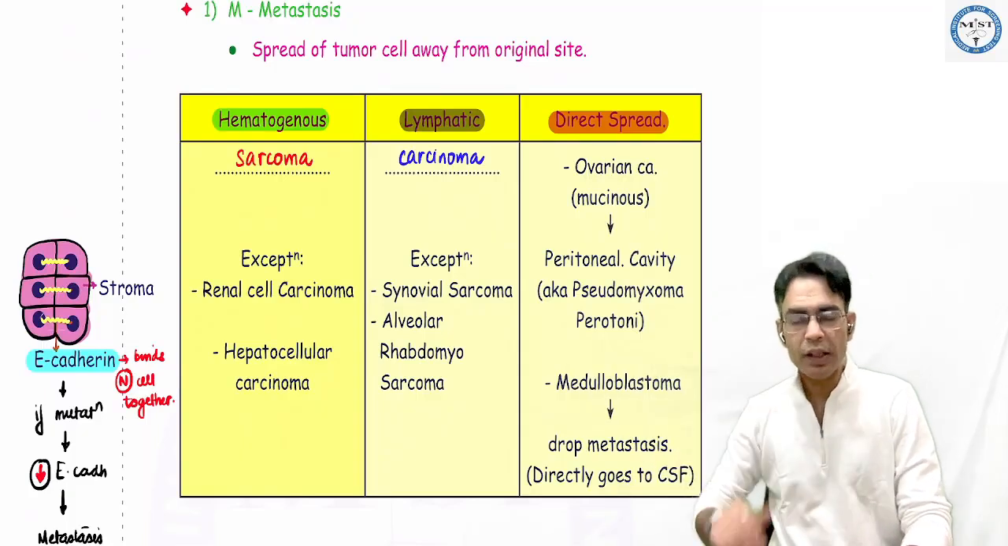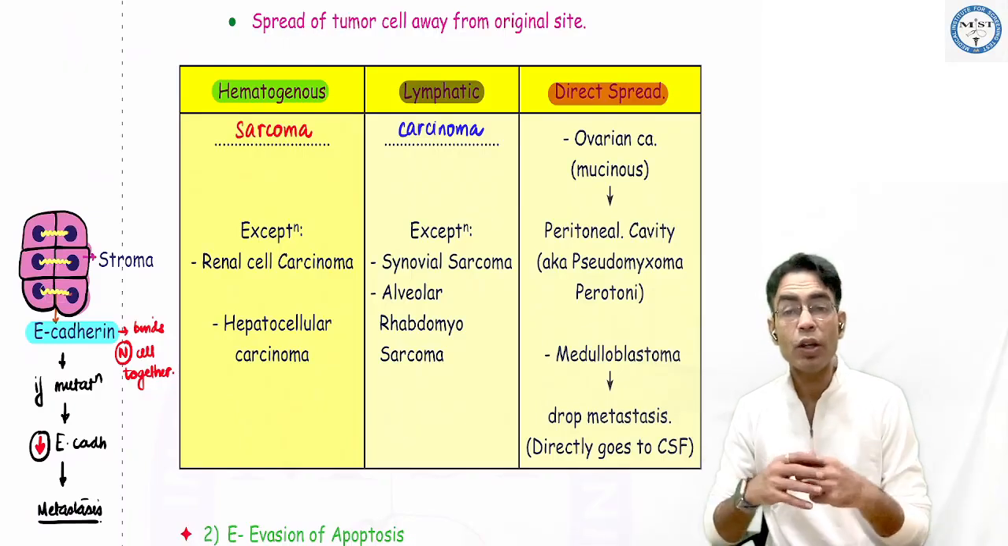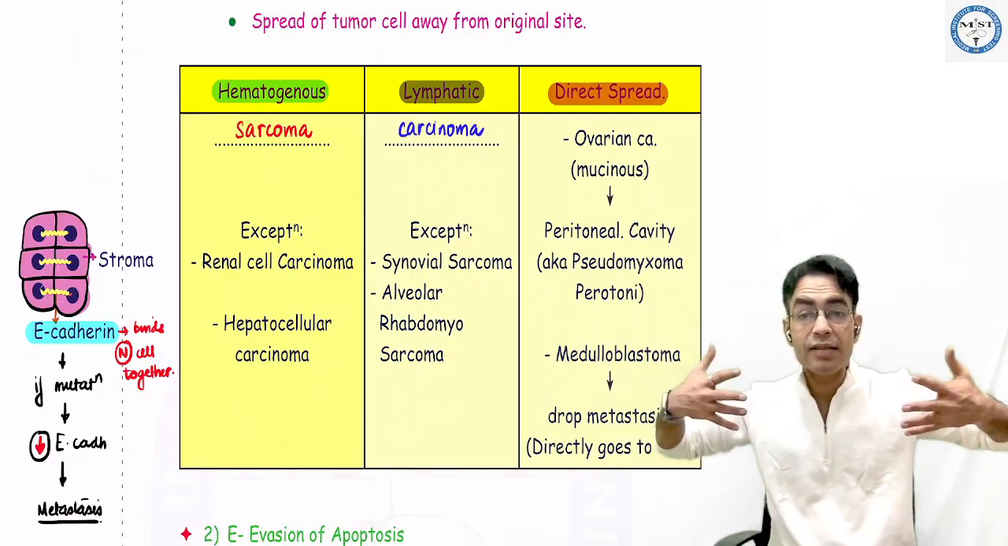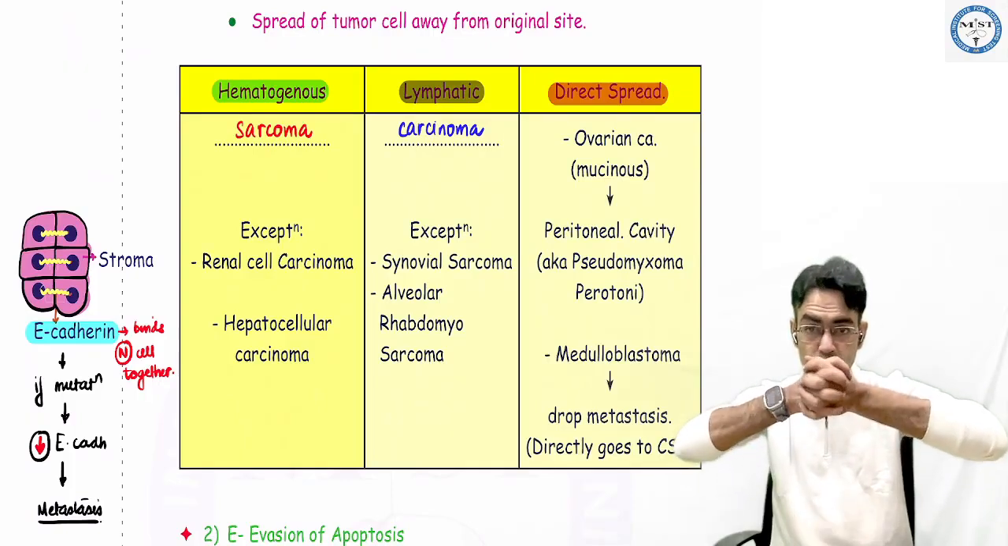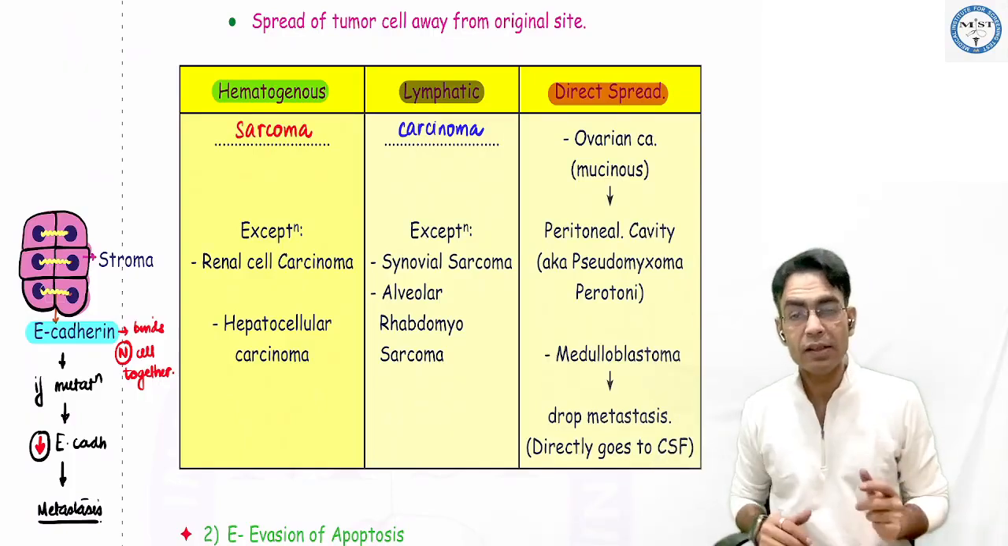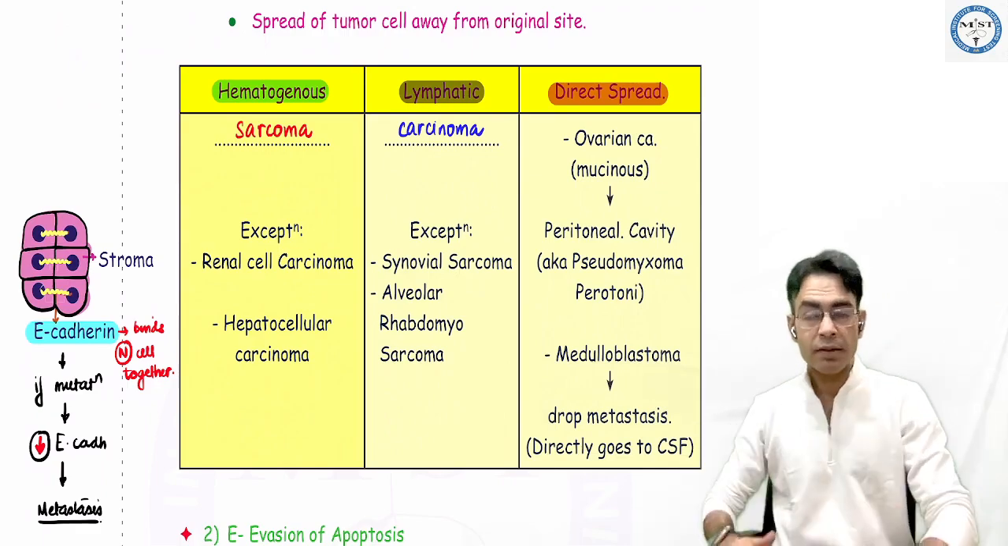Some exceptions are there. Nobody is going to ask you normally why our normal cells do not metastasize, because of the presence of a molecule called E-cadherin. E-cadherin is a glue which protects your normal cells from going anywhere else. When it is mutated, E-cadherin is low, metastasis.